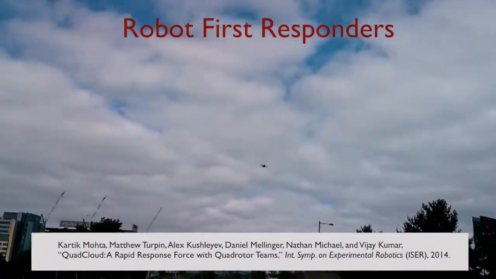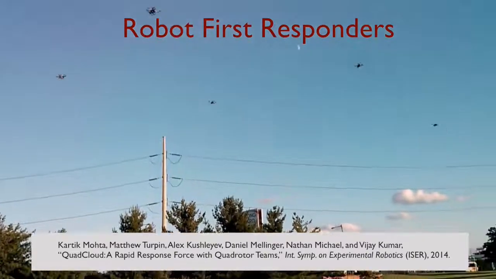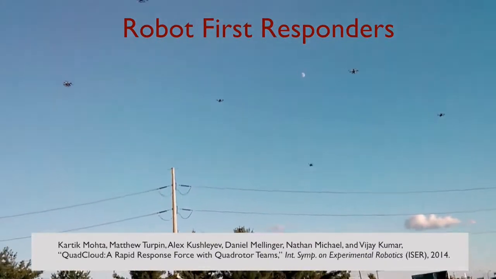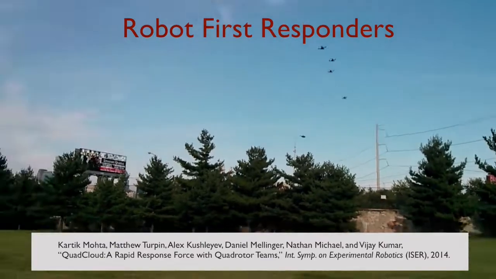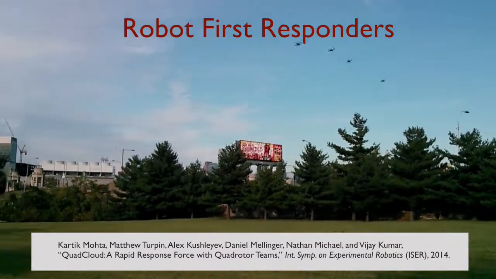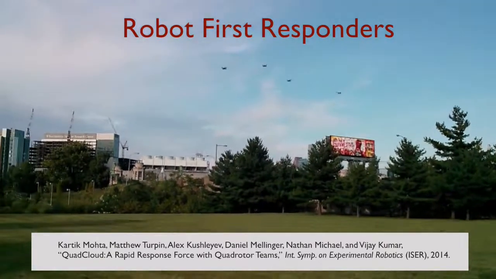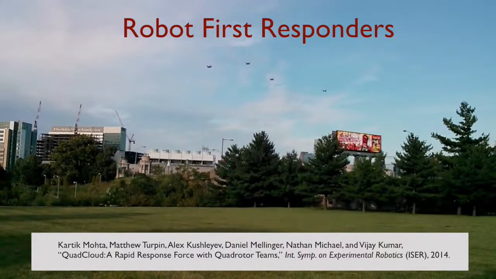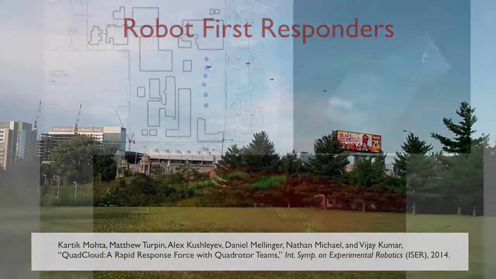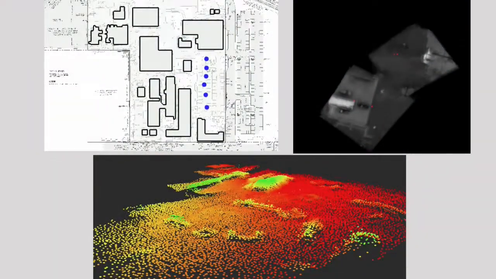Robots like this can be used as first responders. These are experiments being conducted in our laboratory where we see a swarm of drones rushing to a spot where there might be an emergency or perhaps where there's been a 911 call. Robots like this can respond before human first responders get to the site, and they can be used to construct three-dimensional maps by surrounding buildings of interest.